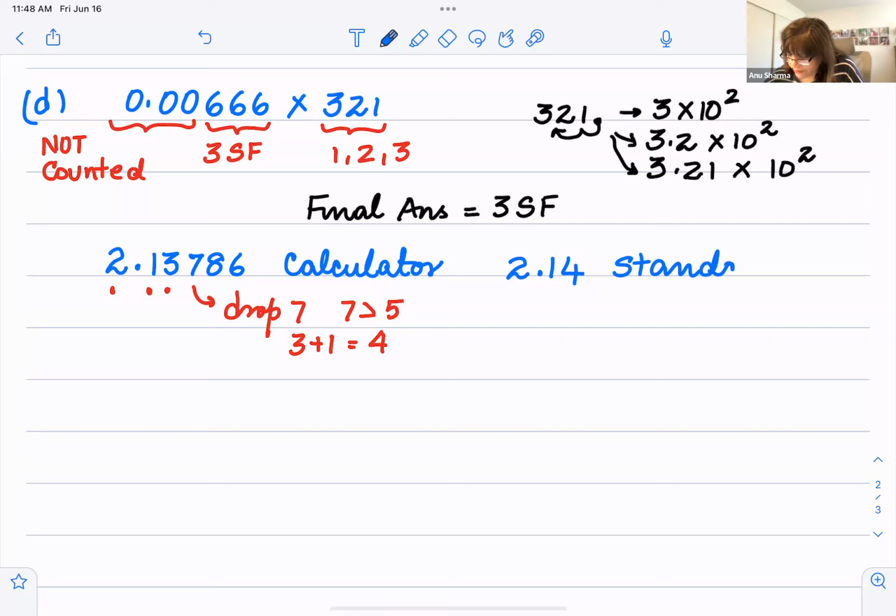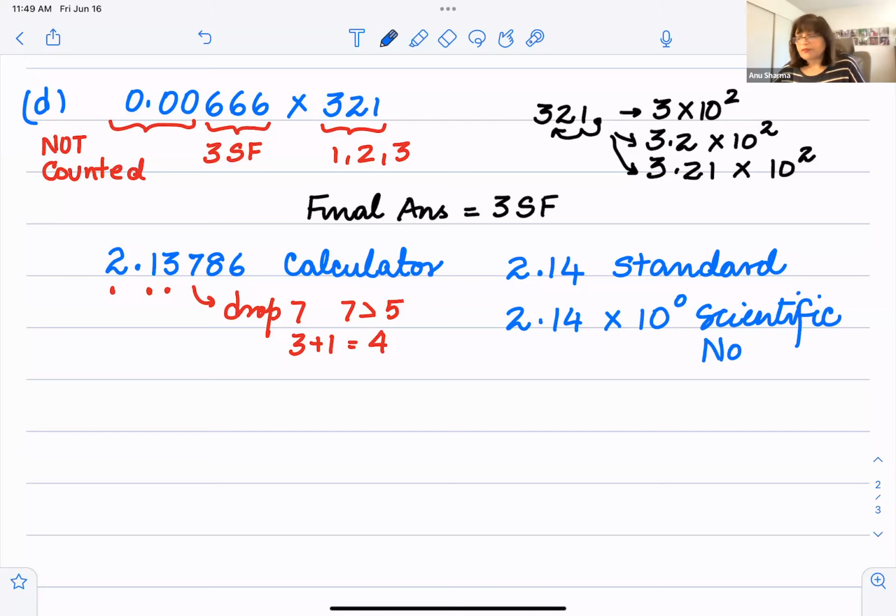Okay, and now comes the question: 2.14 is the standard notation, but in scientific notation, how do you write this number? This already is partially scientific. In this case, this is 2.14 times 10 to the power 0. Scientific notation always has times 10 to the power of something. Because we did not move the decimal, there was no need for the decimal to be moved, and the number itself is 2.14, so it's 10 to the power 0. Okay, any questions?